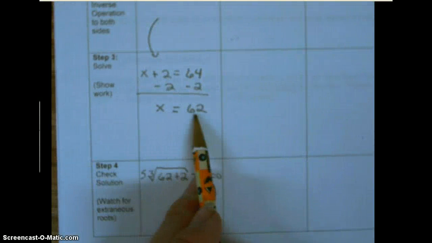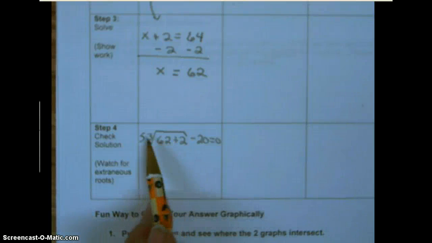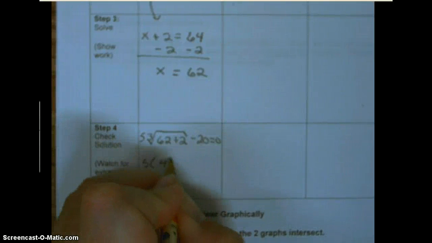4 times 4 is 16. 16 times 4 is 64. And subtract 2 on both sides. We get x equals 62. Okay, once we find our answer here, x equals 62, we plug it back in. 62 plus 2 is 64. The cube root of 64 is 4. So we have 5 times 4 minus 20 equals 0.